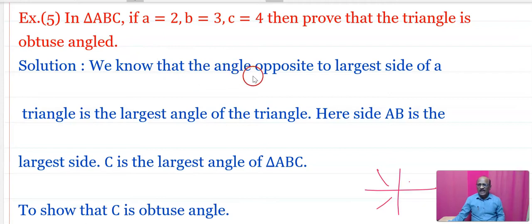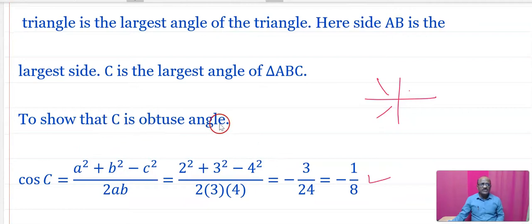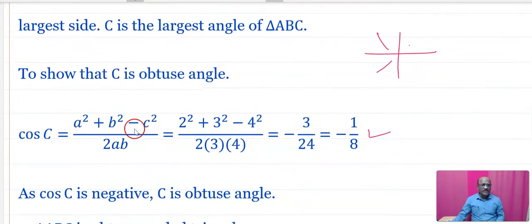We know that the angle opposite to the largest side of a triangle is the largest angle of the triangle. Here the side AB is the largest side, so C is the largest angle of the triangle ABC. To show that C is an obtuse angle, cos C is equal to (a square plus b square minus c square) upon 2ab, where a is 2 square, b is 3 square, minus 4 square upon 2ab, that is 3 into 4.